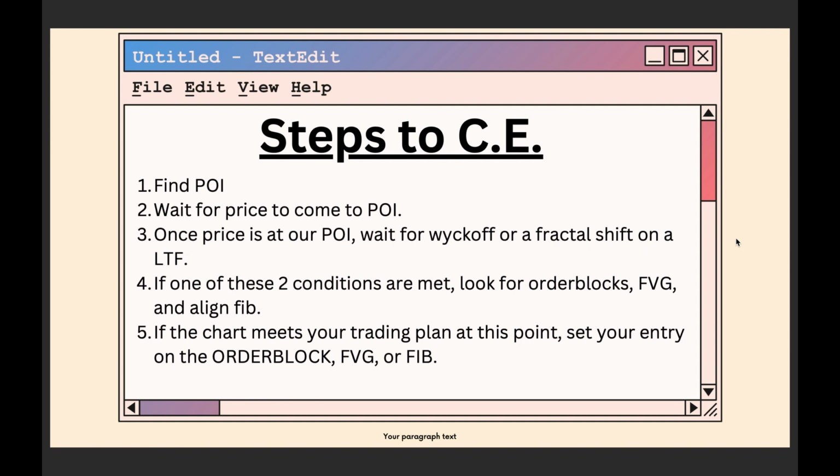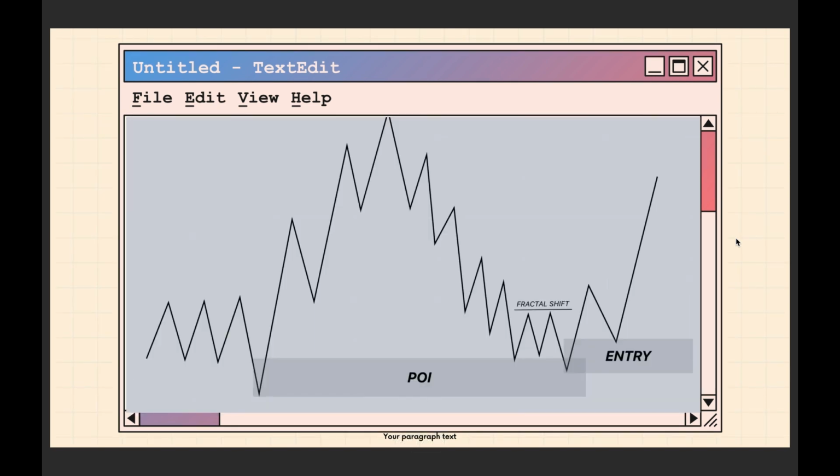And if some of this is not making sense, don't worry, I'm going to show you examples. So right here we have a crude example, something that I drew up. So say this right here that I have marked POI. This is your order block, and it took liquidity over here and then broke structure to the upside.